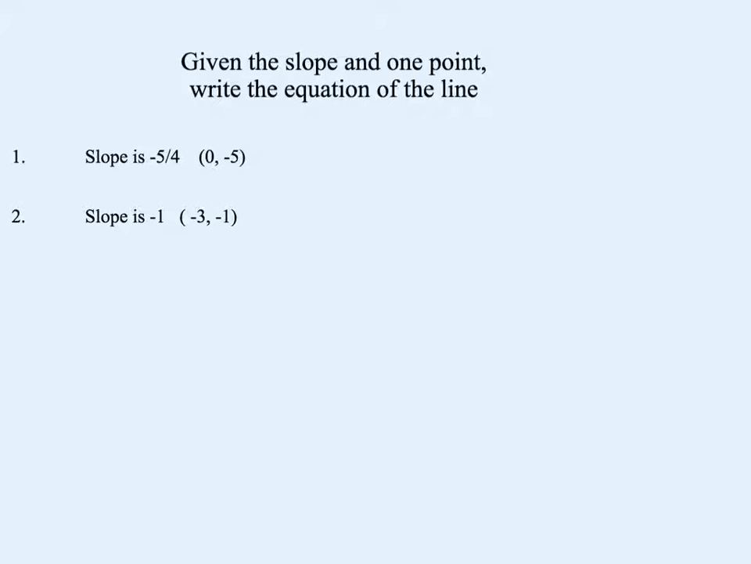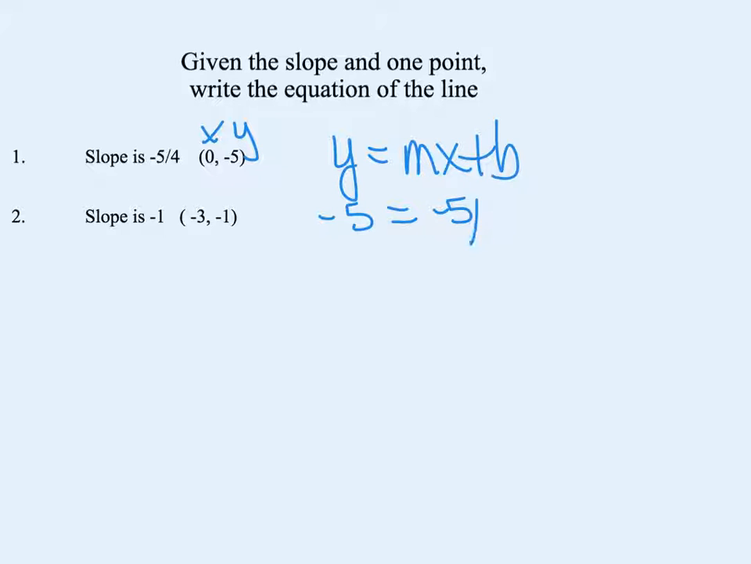All right, let's try the next problem. Given the slope and 1 point, write the equation of the line. So we know that y equals mx plus b is the slope-intercept form. So we're going to substitute in negative 5 over 4 for slope, and we're going to substitute in our x and our y for our x and our y. So this becomes negative 5, and then this is negative 5 over 4. My x is 0, so I'm going to plug in a 0, and then I have to find b. Well, negative 5 over 4 times 0 is 0, so negative 5 is equal to b.